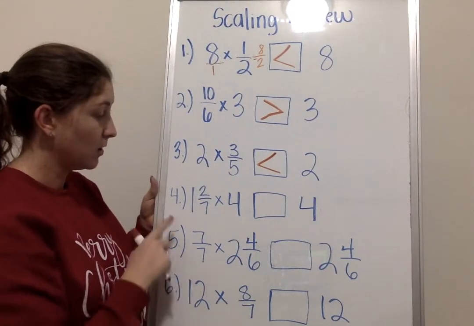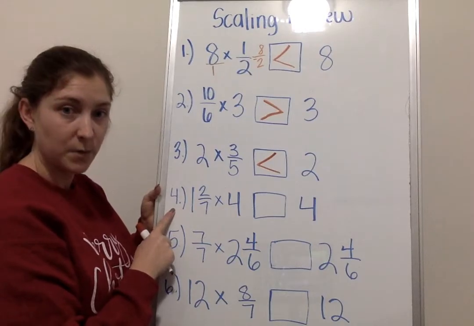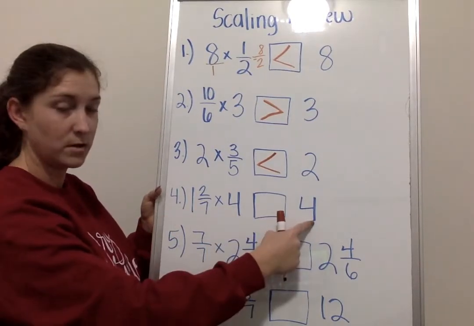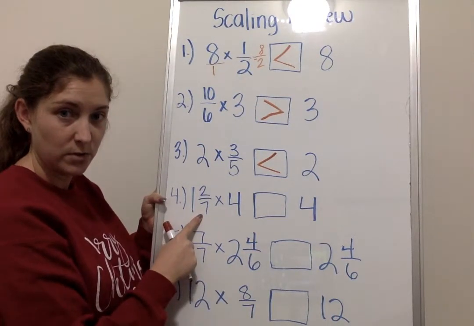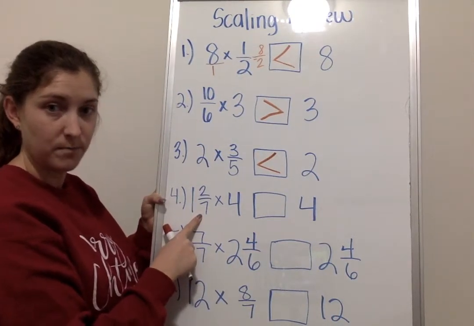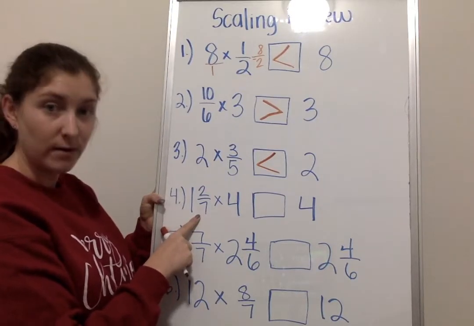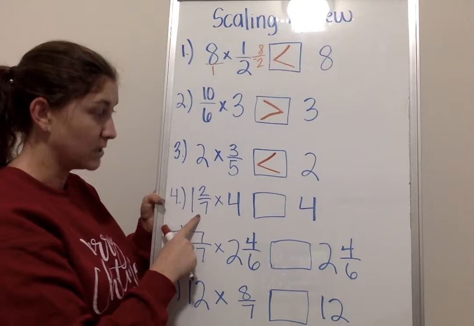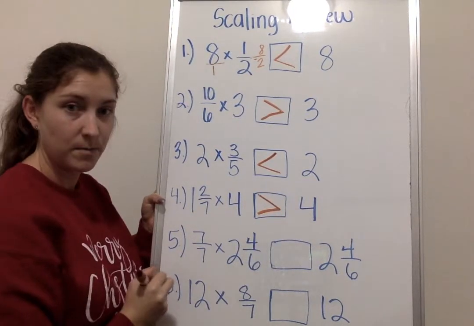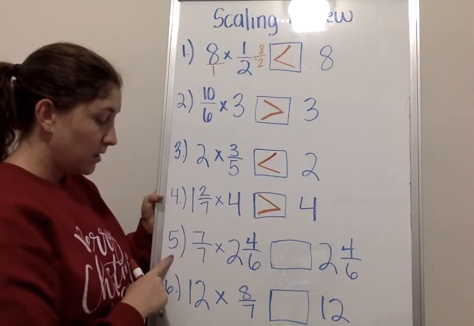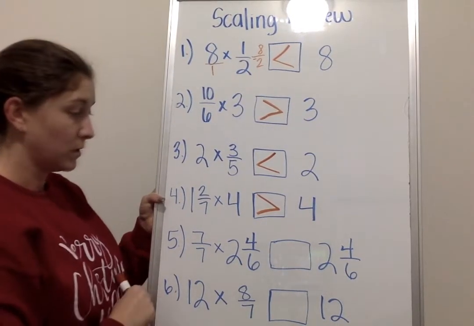Okay. Question number 4. 1 2/7 times 4. I'm going to compare that to the whole number 4. What are we multiplying by? 1 2/7 is what type of fraction? It's a mixed number. It's going to be greater than 1. So because it's greater than 1, I'm using my greater than sign there. Number 5, 7/7 times 2 4/6.